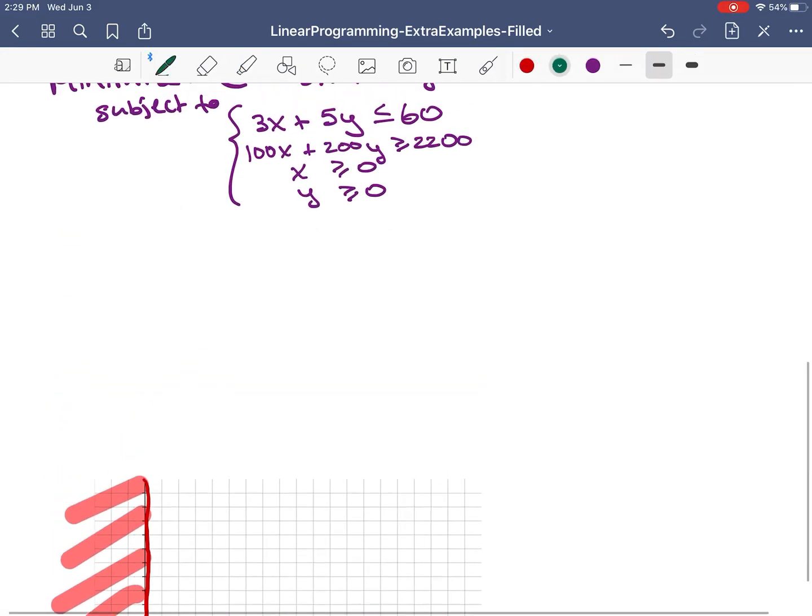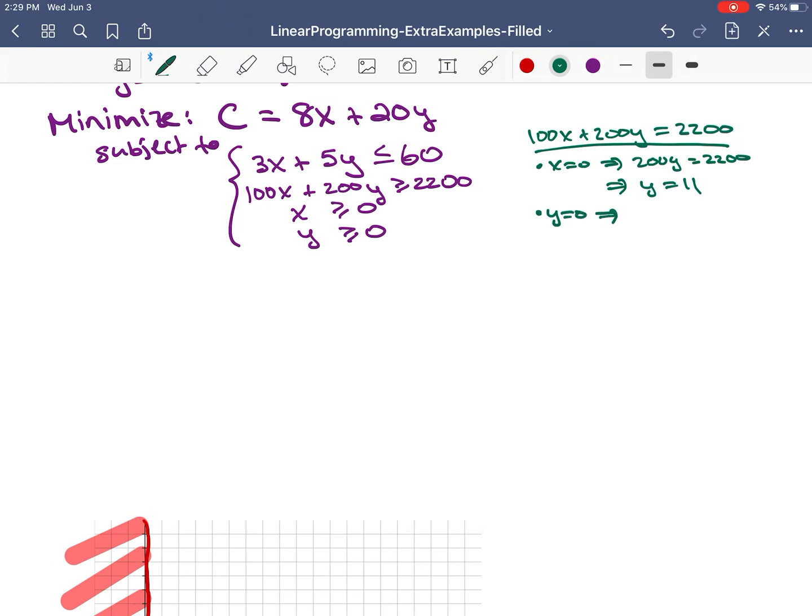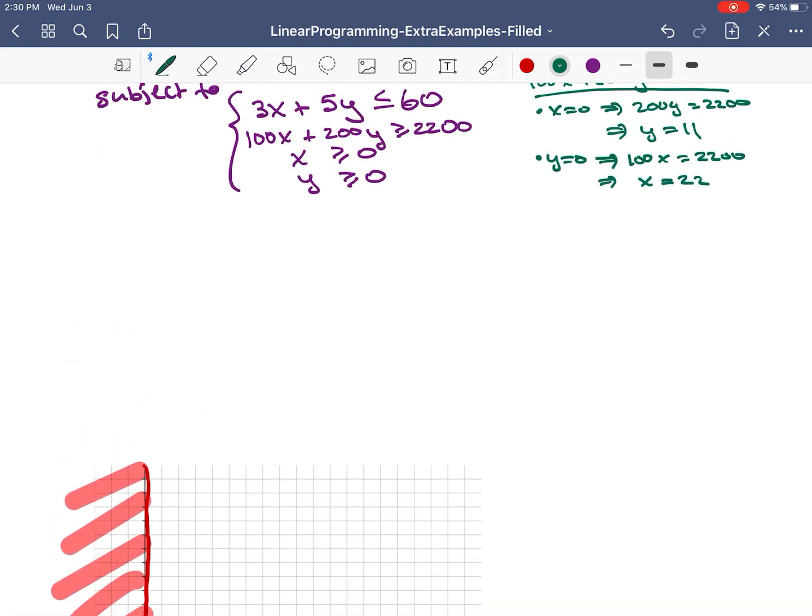Okay, and then let's do the 100x plus 200y equals 2200. So when x is 0, we have 200y equals 2200. When I divide by 200, I get y equals 11. When y equals 0, I get 100x equals 2200. So if I divide by 100, I get x is 22, which isn't on our grid, but that's okay, we can make it work.